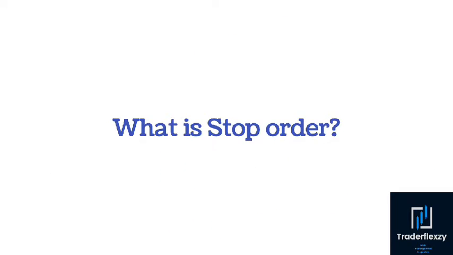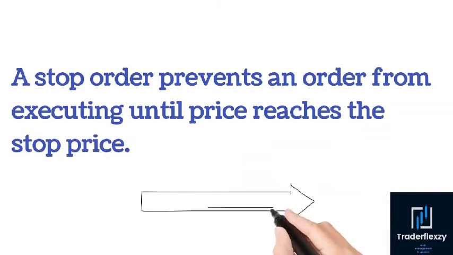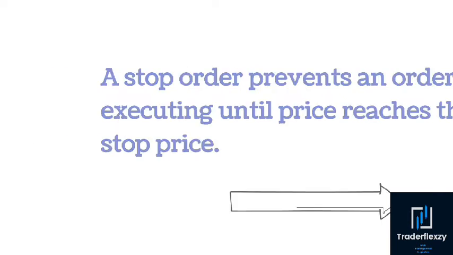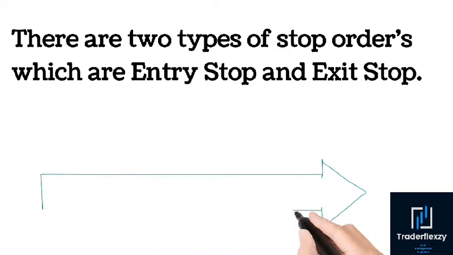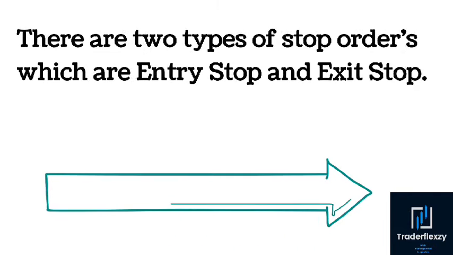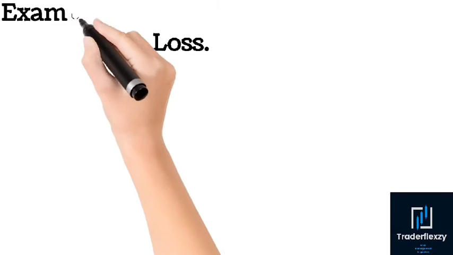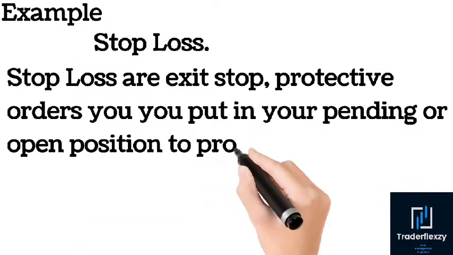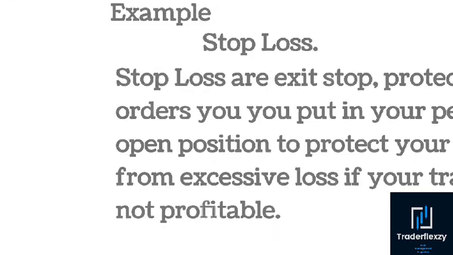What is a stop order? A stop order prevents an order from executing until price reaches the stop price. There are two types of stop orders, which are entry stop and exit stop. Example, stop loss. Stop loss are exit stop protective orders you put in your pending or open position to protect your trade from excessive loss if your trade was not profitable.